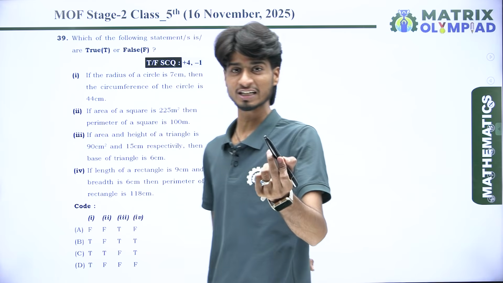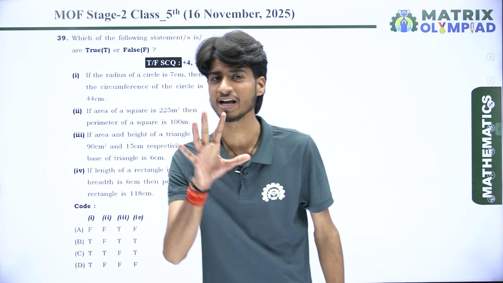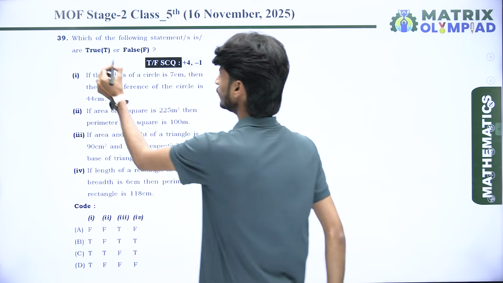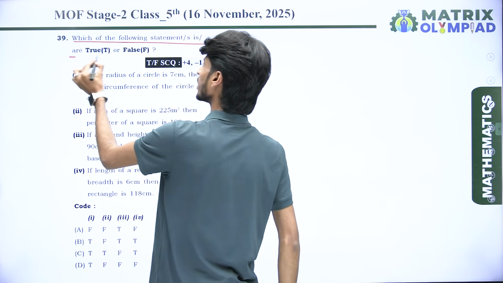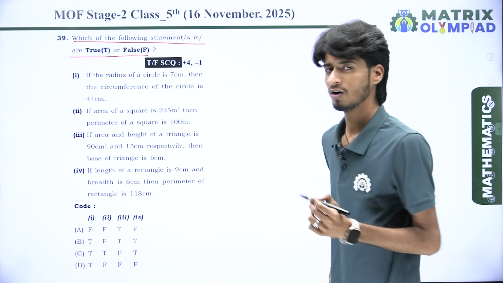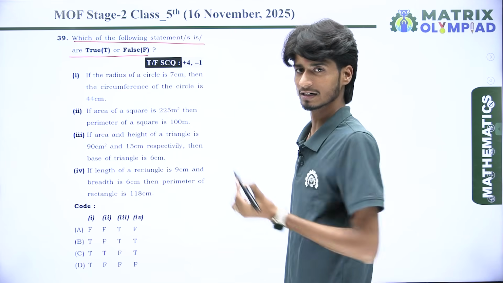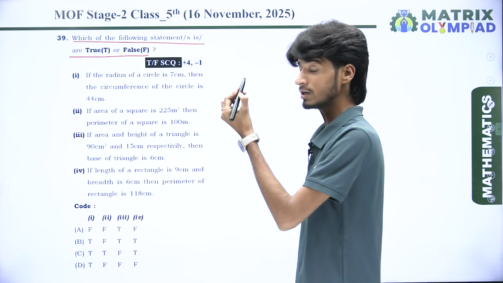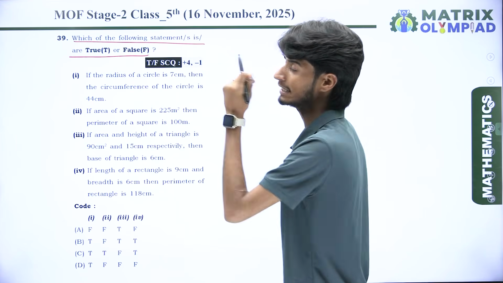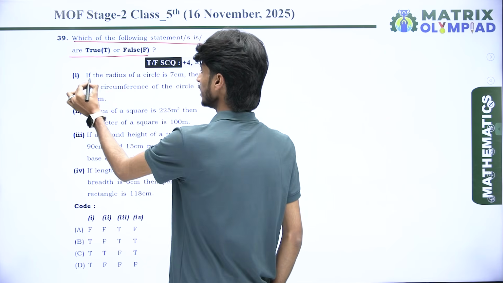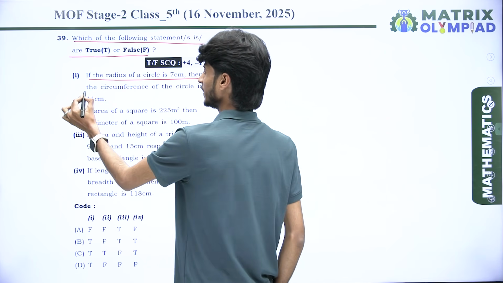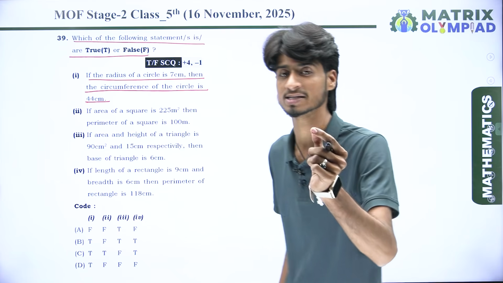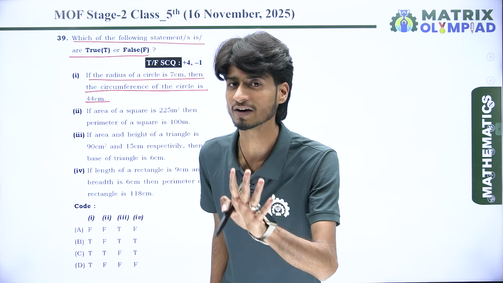So the next question is question number 39, which is a true or false statement based question. Look, which of the following statements are true or false? What is the first point of question 39? If the radius of a circle is 7 centimeter, then the circumference of the circle is 44 centimeter. First of all, tell me what is the formula for the circumference of a circle.